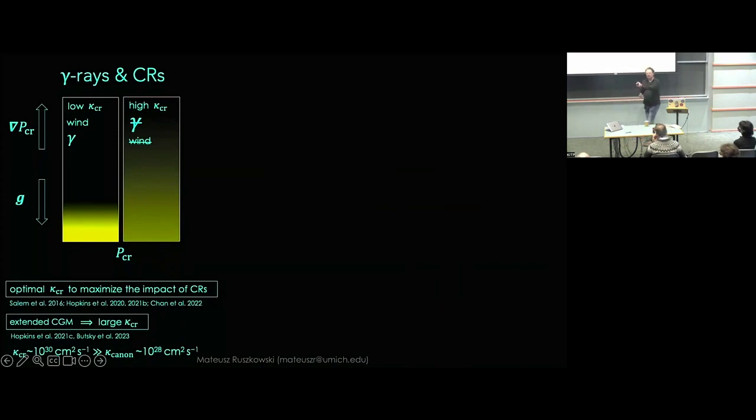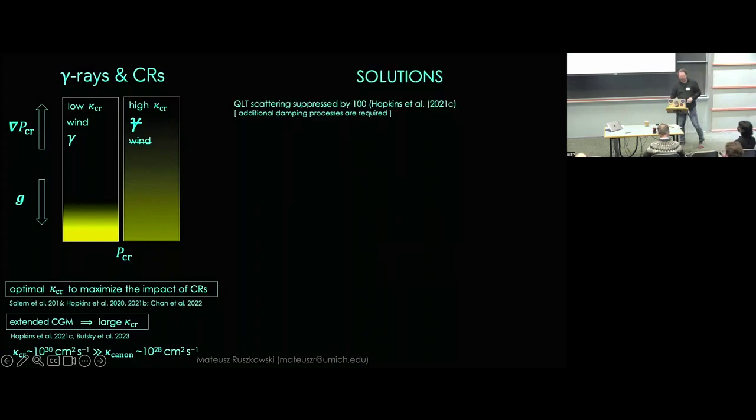Okay, so in other words, scattering of cosmic rays on these magnetic fluctuations, due to either streaming instability or external turbulence, has to be suppressed. And so here's a bunch of possible solutions. You take your quasi-linear theory scattering and you suppress it by 100 times. We don't exactly know why, but that has been suggested.